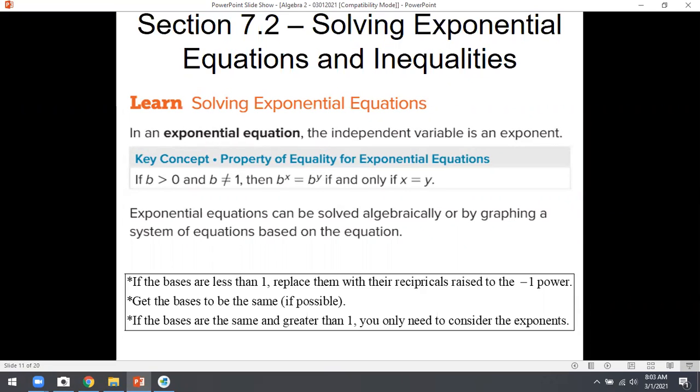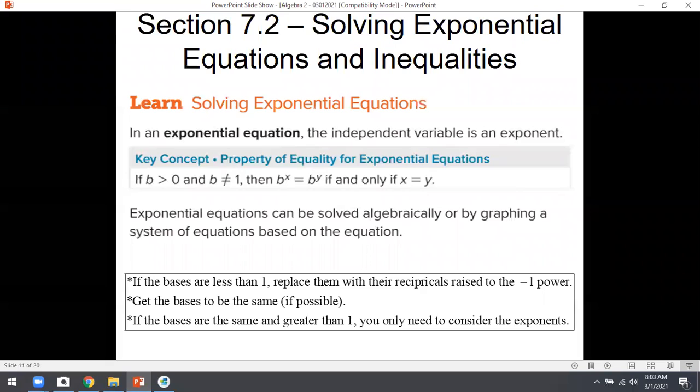So if you had 2 to the x equals 2 to the 4, well, they both got the same bases, so that would mean x equals 4. If you had 7 to the 5th equals 7 to the x, well, then 5 equals x. That's the main theme of today. And down below is a good summary of all the steps you'll need to do in order to get through this particular section.